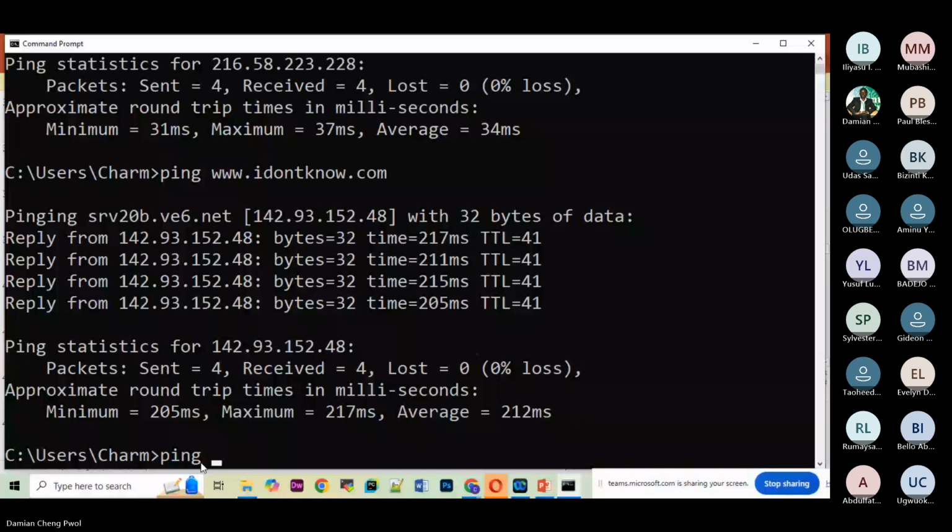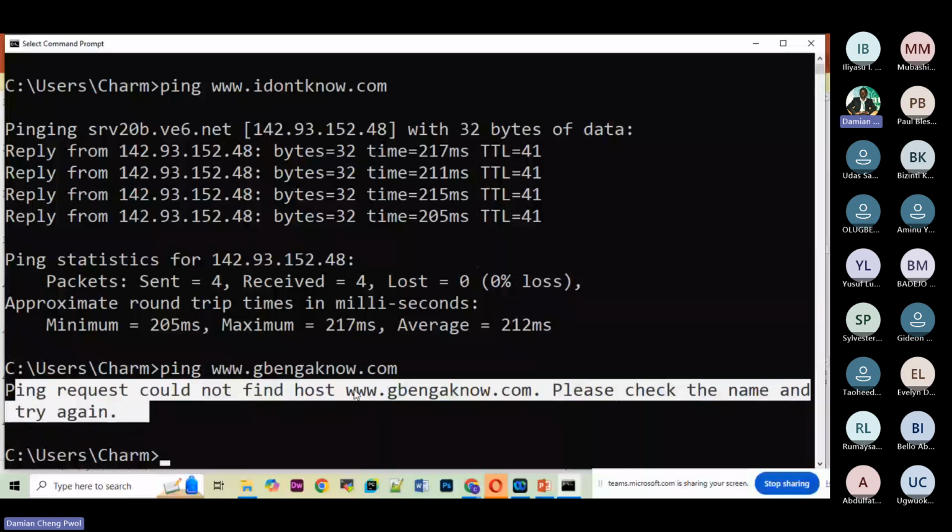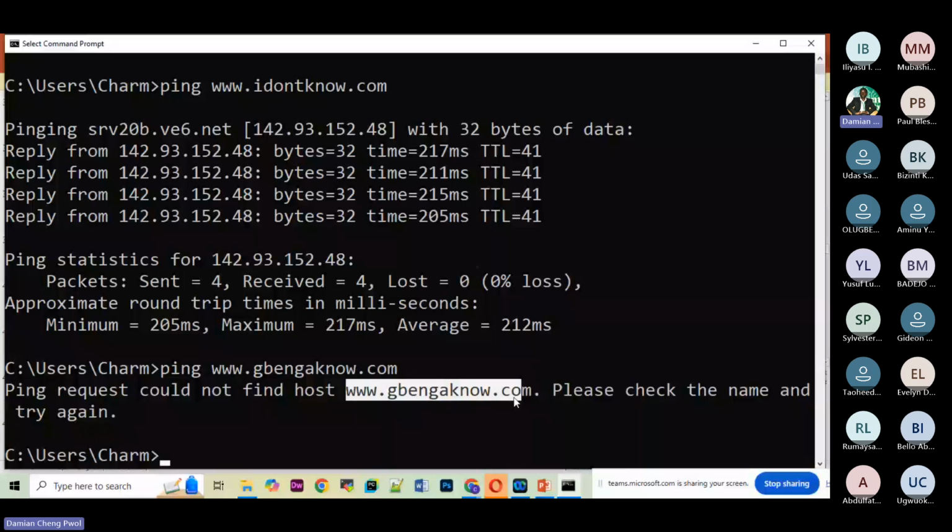www. Is there Benga? No, let's add this.com. Let's see if something happens. So we are not getting anything. We're not getting any message. Ping request could not find this. It doesn't exist. This guy doesn't exist.